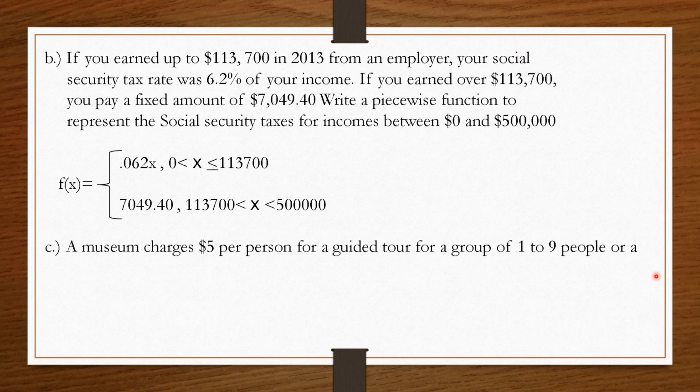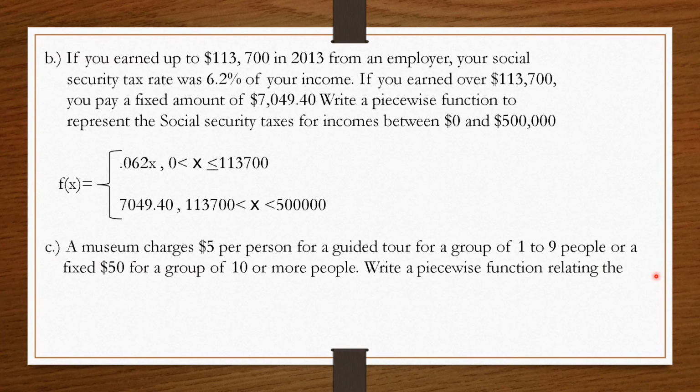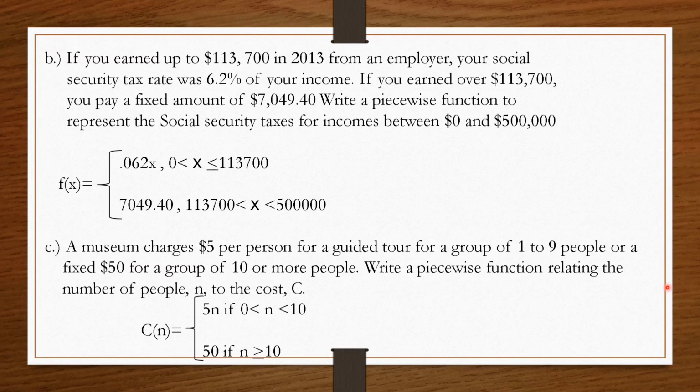So in our next example, we have a museum that charges $5 per person for a guided tour for a group of 1 to 9 people, or a fixed $50 for a group of 10 or more people. Write a piecewise function relating the number of people n to the cost C, so C of n. The piecewise function will look like this. 5n if the number of people is greater than 0 and less than 10. So this is the number of people, n.